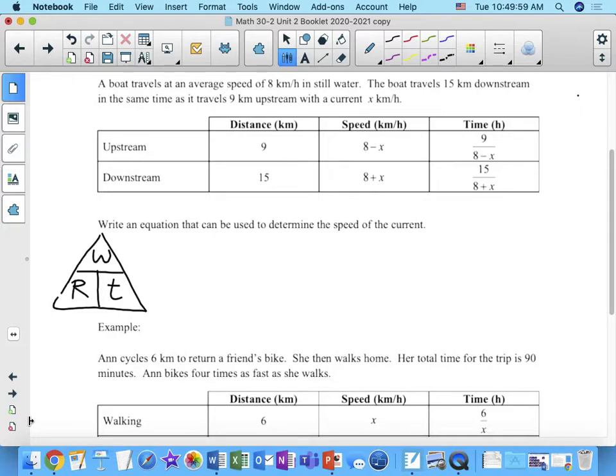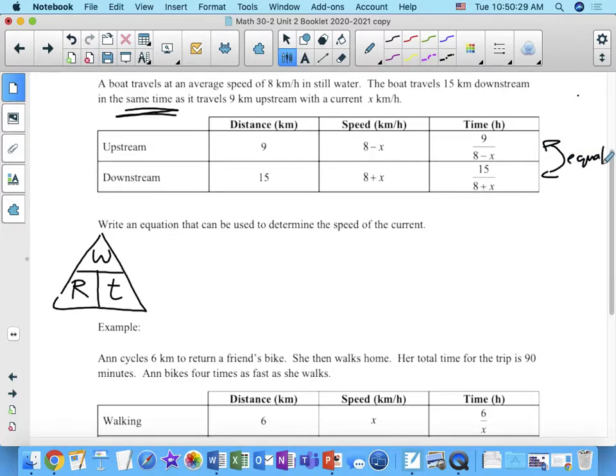There's a couple words there. Which words have I missed? Yeah. Same time. The same time tells us that the two times are the same. Okay? The same time means that these are equal.